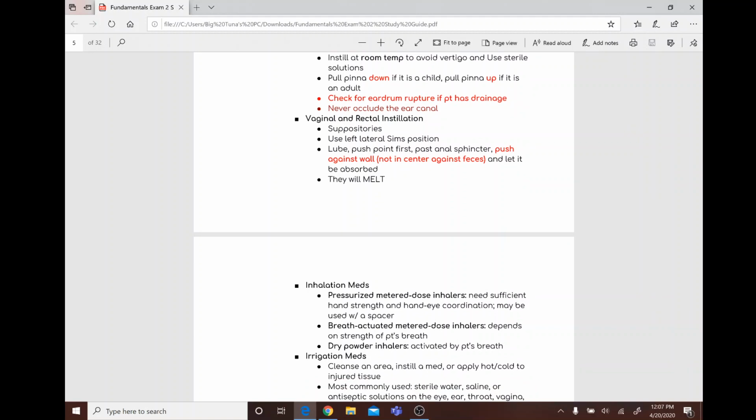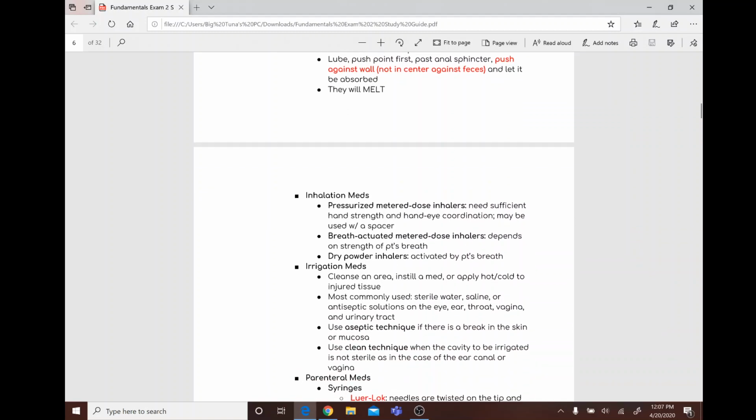Lube, push point first, past the anal sphincter, push against the wall, not in the center of feces, and let it absorb. They will melt. Alright, inhalation meds.